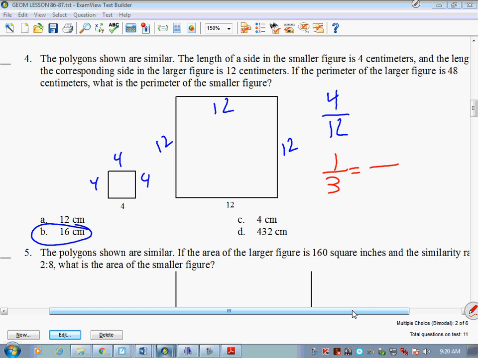So if I know the perimeter of this guy is 48, then I can simply cross multiply and divide, right? What's 1 times 48? 48. What's 48 divided by 3? 16, right? X equals 16, right? Now with a square, that's really easy. We could just say, oh, well, then each side has to be 4. 4 times 4 is 16. But we might be dealing with figures that aren't regular figures, okay? That's important.